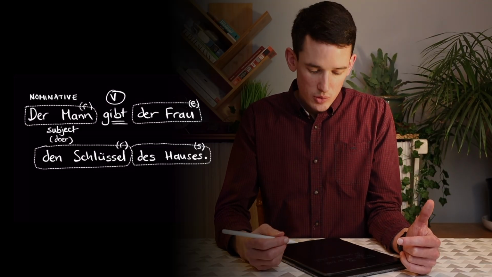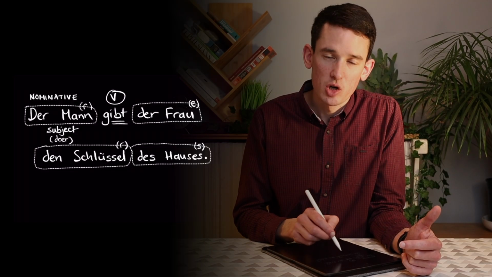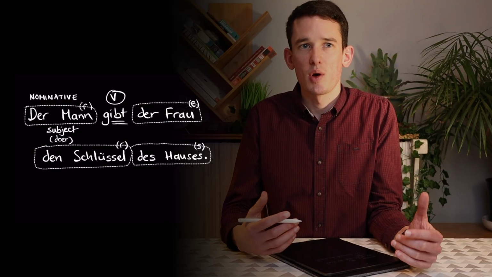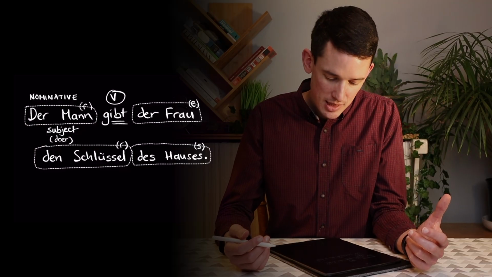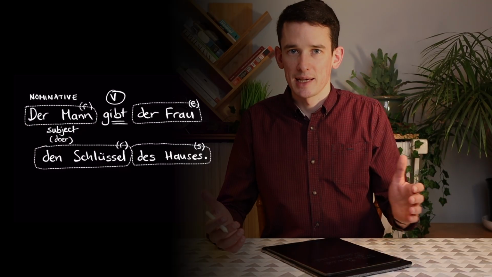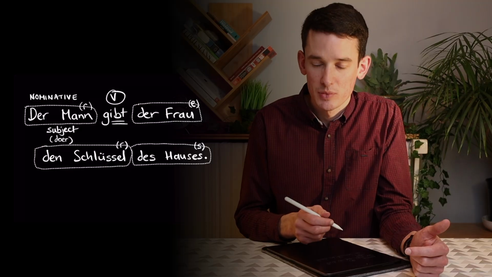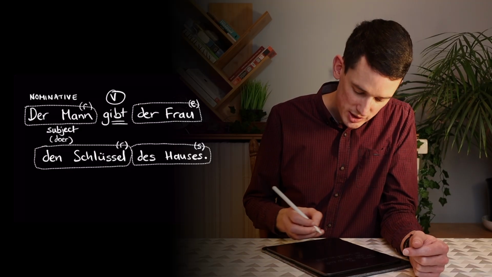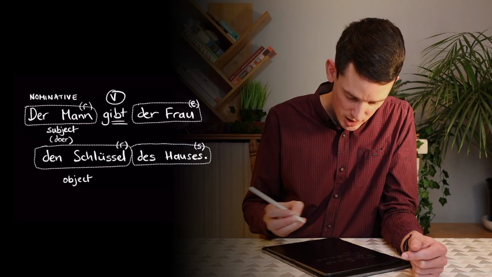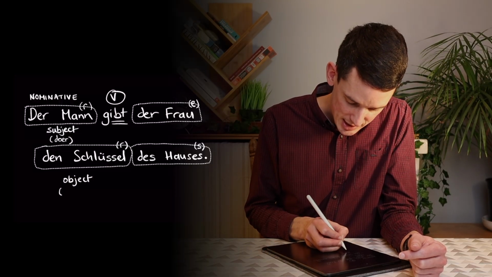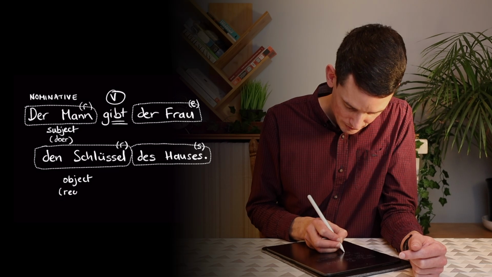Then we move on to what the man gives. So if you look at the action here, the man is giving, and you ask yourself, what does the man give, or what is being given in the sentence? Now we know that the man is not giving the lady, instead the man is giving the key. And this in English is called the object, or the direct object as it's sometimes called, of the sentence. And this is what receives the action.